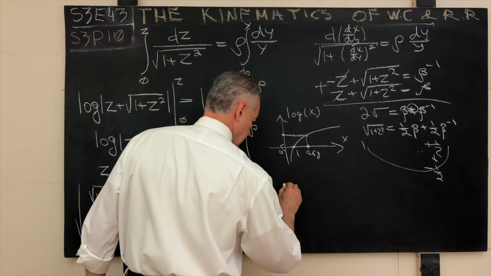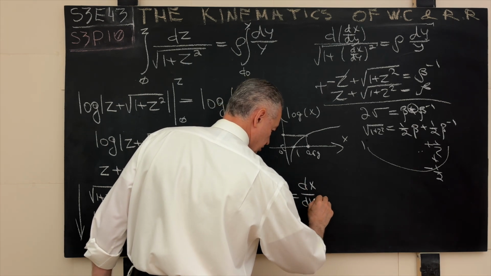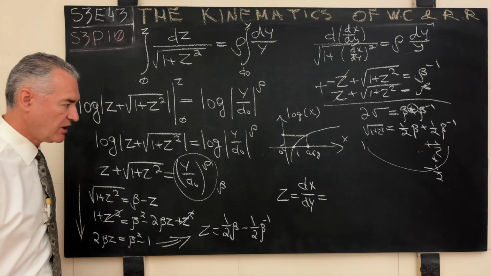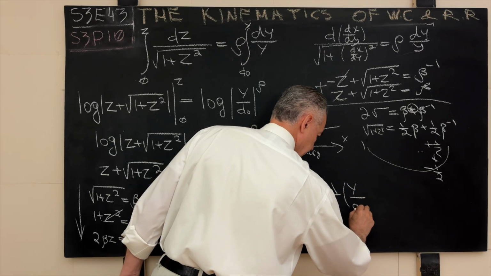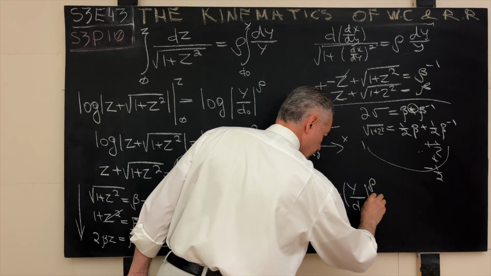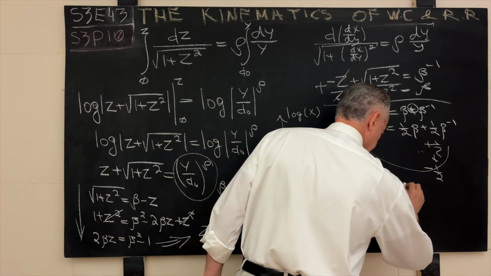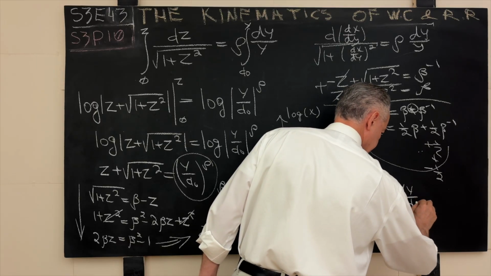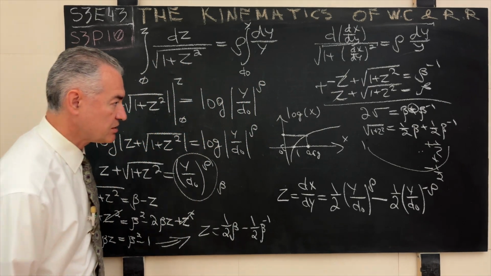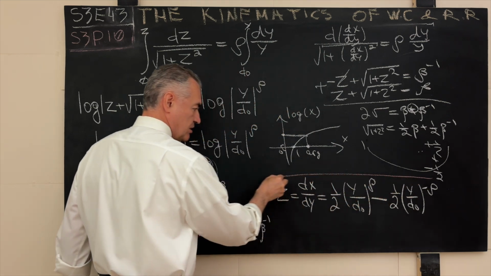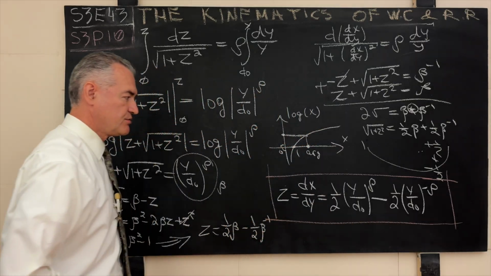So here we have our z, which, remember, for our symbolic sugar was dx over dy. It will be what? 1/2 of y divided by d0 raised to the power of rho minus, don't forget, minus 1/2 of y divided by d0, but to the power minus rho. You see, this is the expression that you are expected to generate on your own.